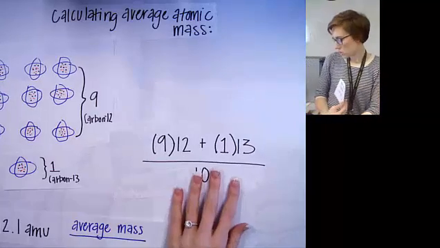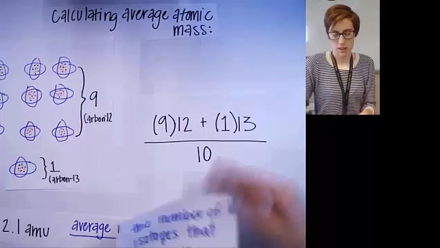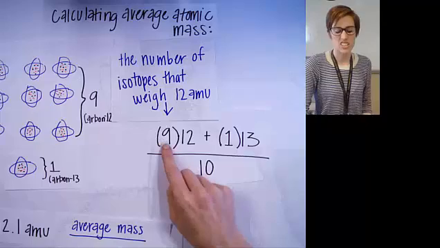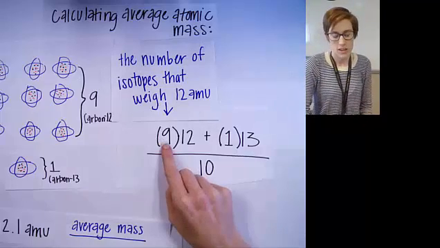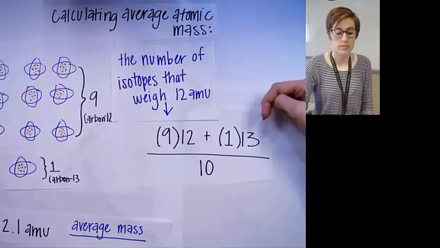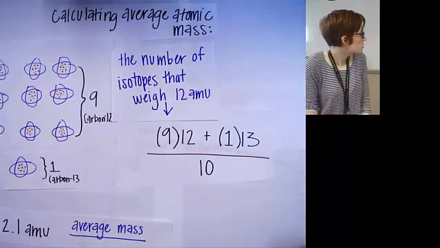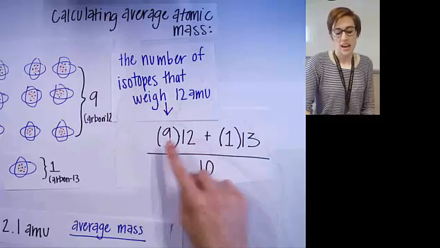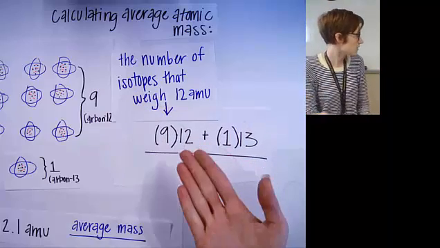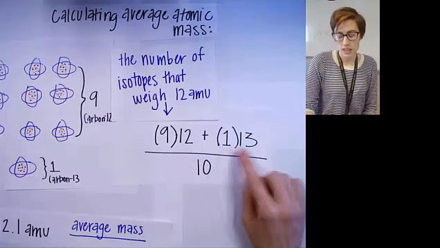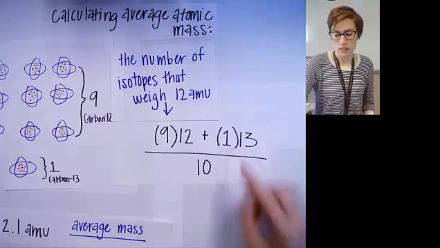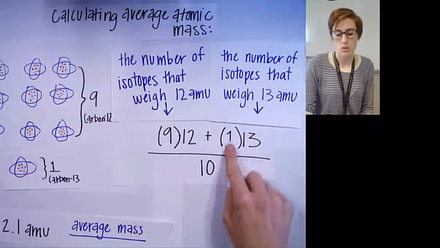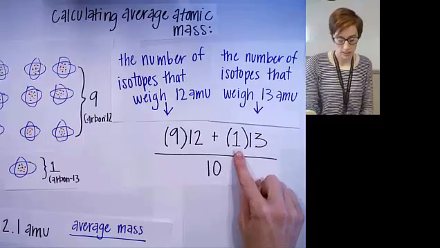Instead of writing out that long equation, you can just shorten it by writing it like this. Here is the number of isotopes that weigh 12 AMUs. We have 9 of them, right? So instead of just adding together 12 9 times, I might as well just multiply it. So I do 9, which is the number of isotopes, and then 12 is the weight of those 9. Okay. And then here, I only have 1 that weighs 13 AMUs. So this is the number of isotopes that weigh 13 AMUs, and then that's my weight.